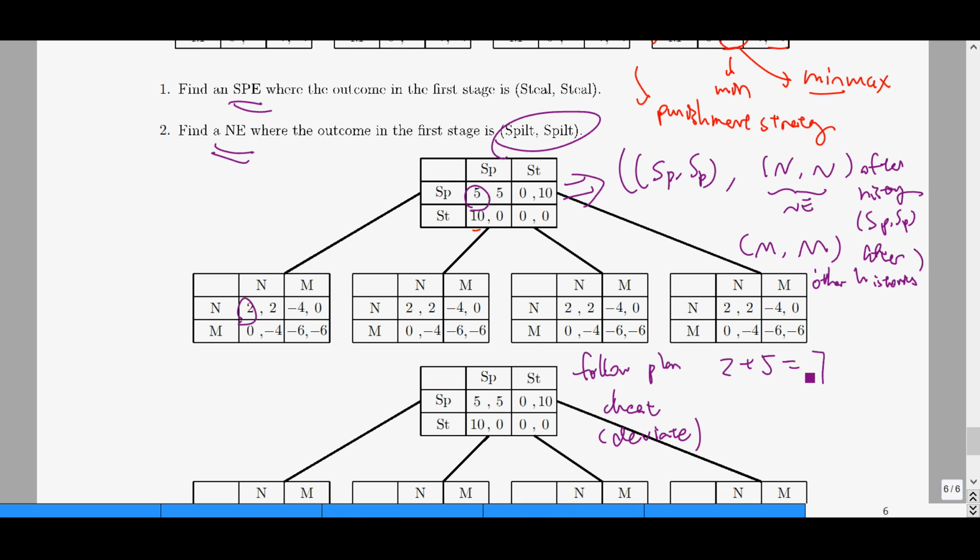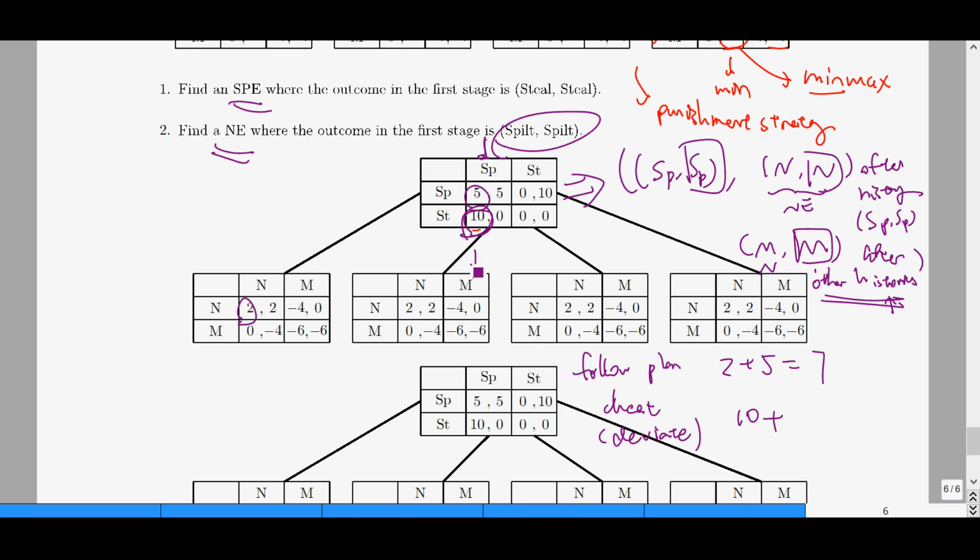If I cheat, how do I want to cheat? I want to cheat by deviating to the best thing I can get in the first round, which is 10, right? If the other guy is following the plan, the other guy will choose split, I will choose steal. So in the first round, I'll get 10, which is kind of good. In the second round, the other guy will realize that I'm cheating, so the other guy will perform their equilibrium strategy, which is after all other histories, which includes the history that I cheated. The other guy will choose M. As my best response, I'll choose N.